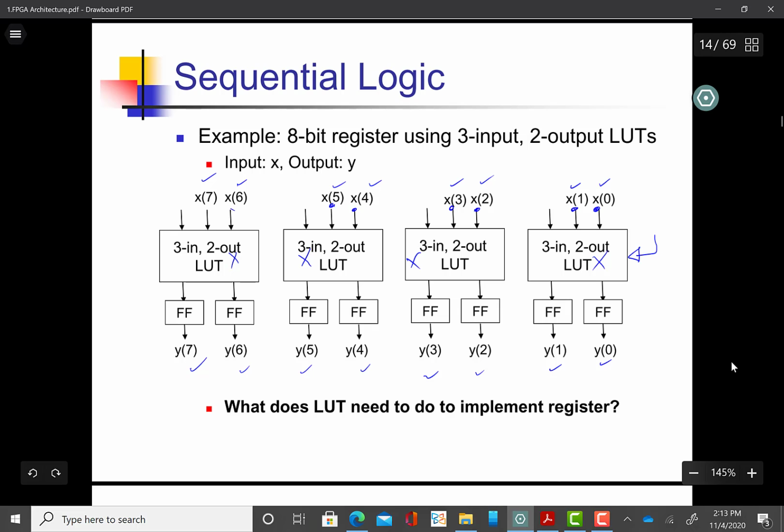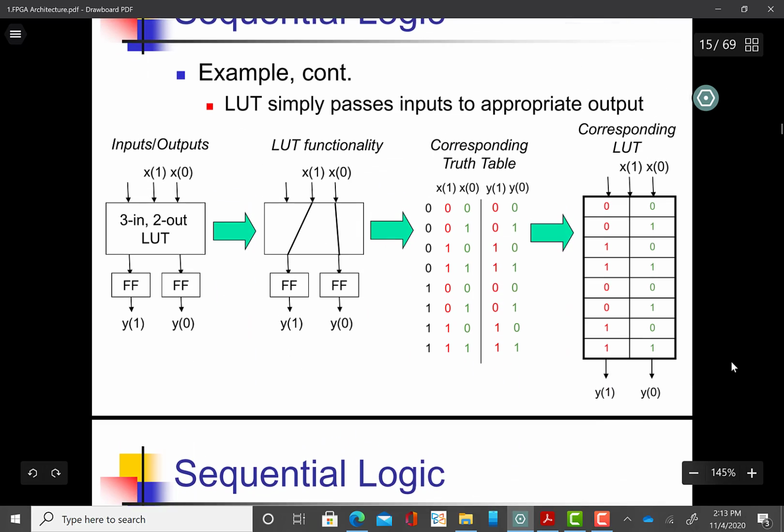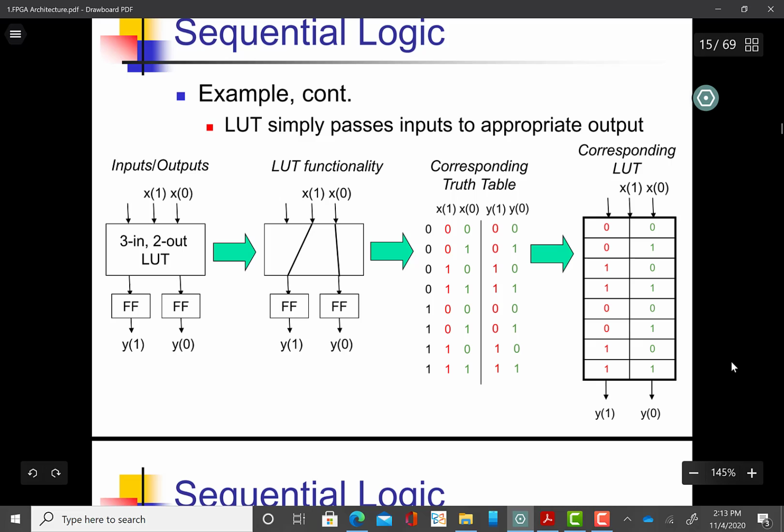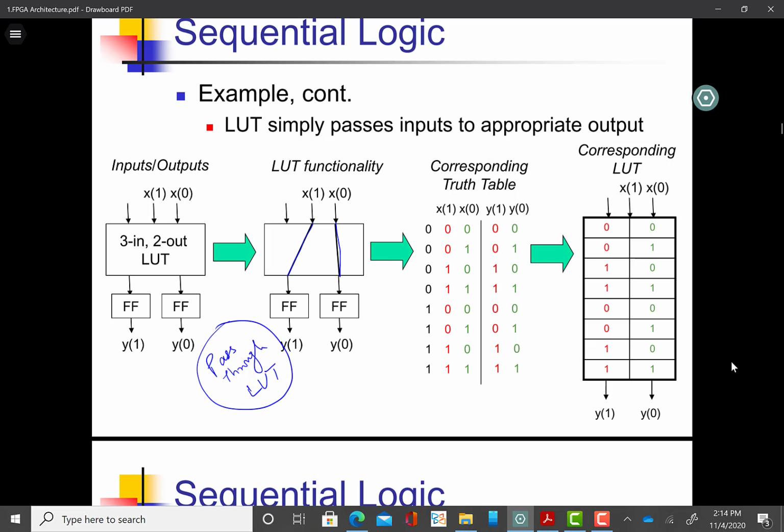Okay, so what I can do something like this, that I want to use the LUT as a pass-through. So this is called pass-through LUT. Okay, pass-through LUT means it is used as a kind of pass logic, or it just implements a simple wire.